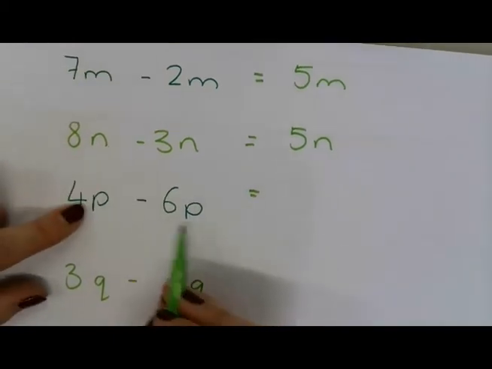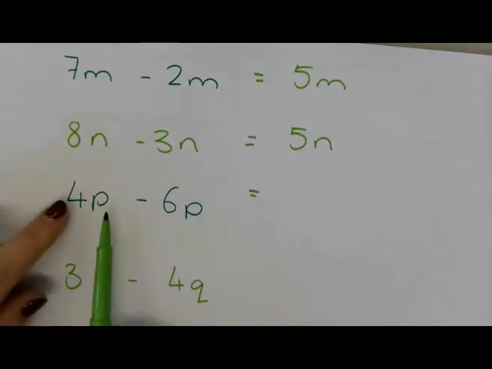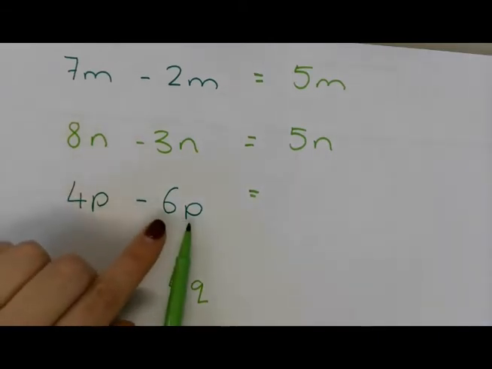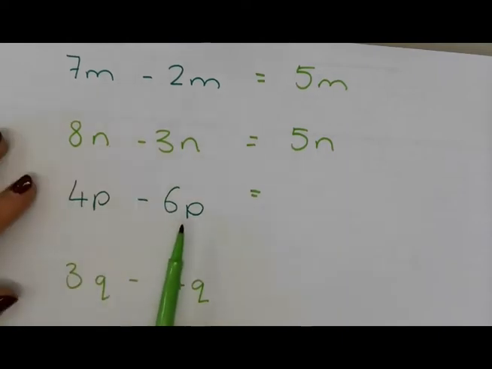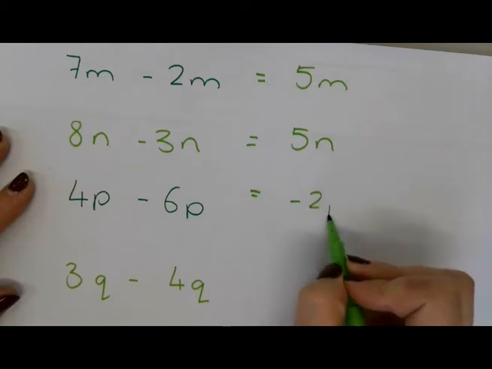4p minus 6p. Now be really careful here. The thing a lot of people do, they look and go, well, 4 take away 6 is 2. That's not what the question asks. The question asks you to have 4p, and you're taking away 6p. Be really careful. We actually end up with negative 2p.